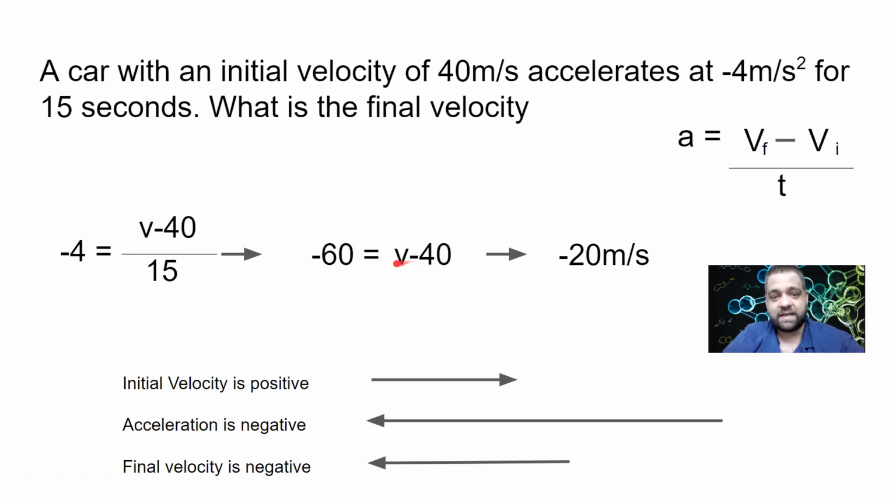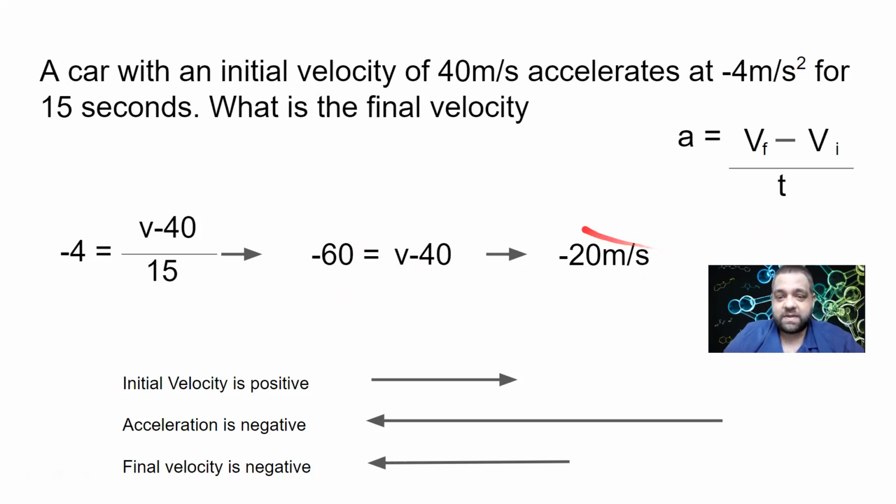Negative 60 equals velocity minus 40. I'm going to add 40 to both sides. That's going to give me a negative 20 meters per second. So now I have a negative velocity. What's that all about? Remember, a velocity has both a magnitude, a size component, and a direction component.